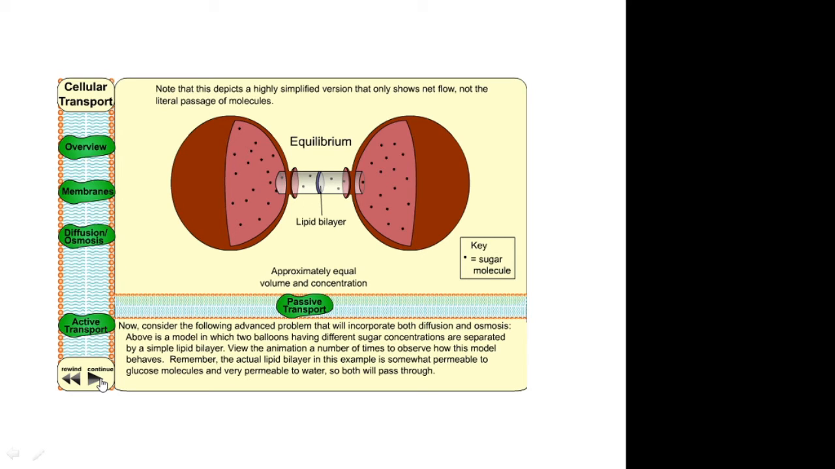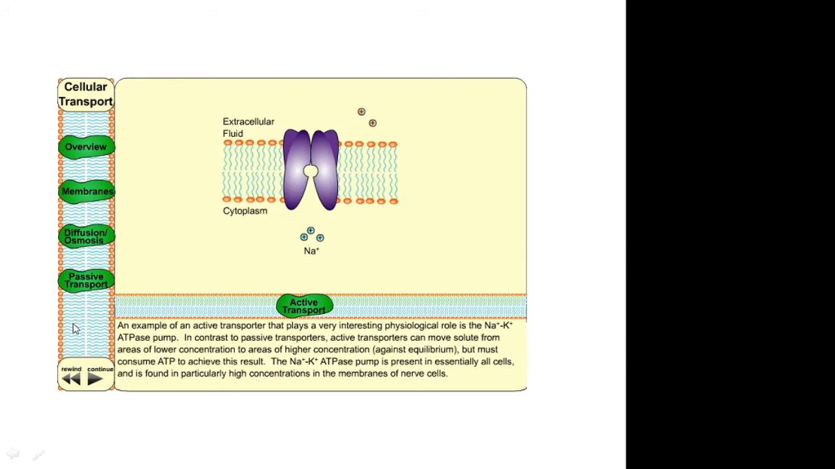And the next one is called active transport. Active transport is nothing but a movement of molecules utilizing ATP. An example of active transport that plays a very interesting physiological role is the sodium potassium ATPase pump. In contrast to passive transport, active transporters can move solutes from areas of lower concentration to areas of higher concentration, but must consume ATP to achieve this result.